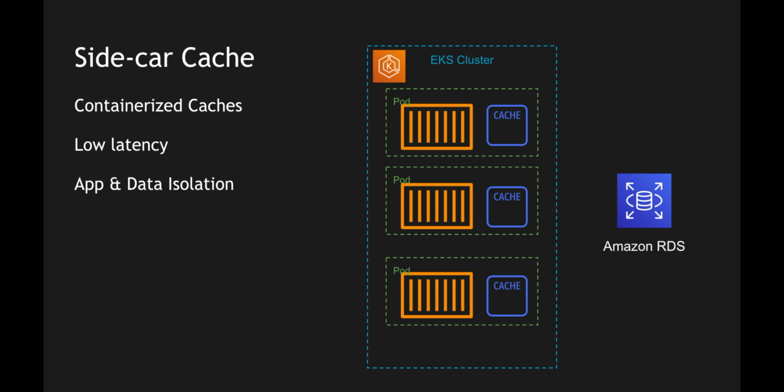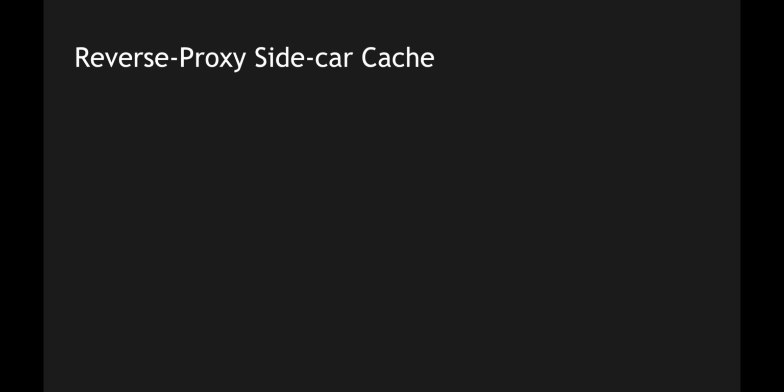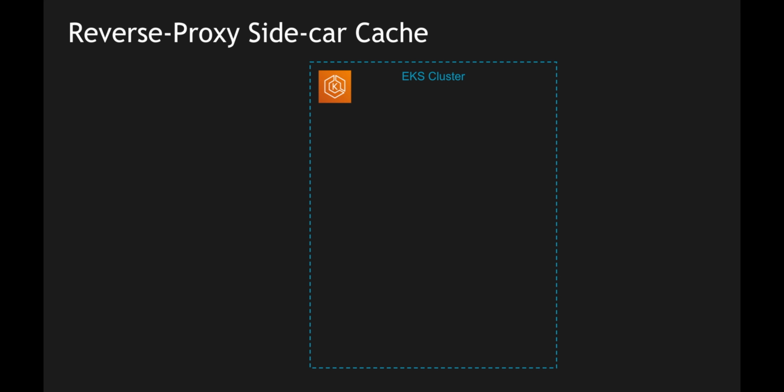This leads us to the newer service mesh concept, where we are going to merge both the reverse proxy and the sidecar cache and create something called a reverse proxy sidecar. If you know what a service mesh is, this is going to be easy to understand. If you don't know what a service mesh is, I would suggest you take a look at my video on what is service mesh.